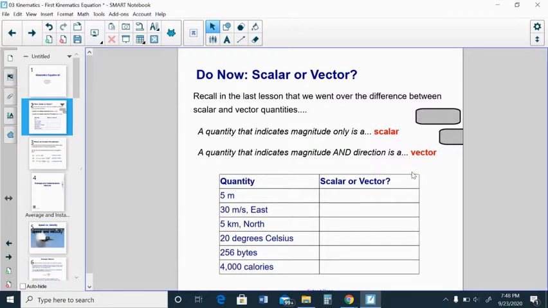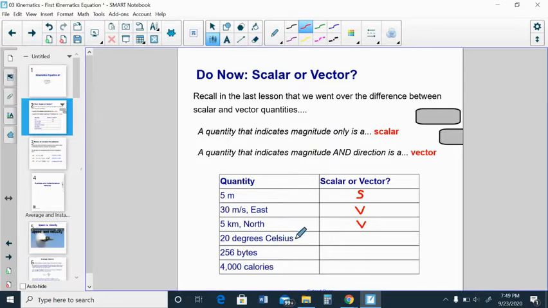So let's do a quick check here. 5 meters. I will just put S versus V for scalar versus vector. 5 meters would be a scalar, since it is only a magnitude, versus 30 meters per second east is a magnitude and a direction, so that would be a vector. The same with 5 kilometers north, that would be a vector.